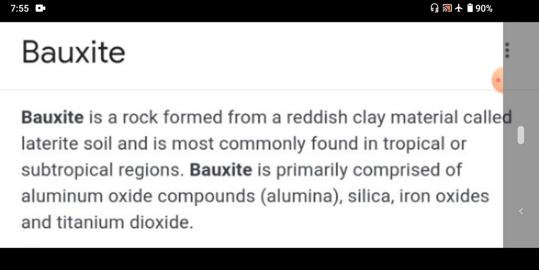Bauxite is mostly used to manufacture electric cables, alloys, utensils, spare parts of automobiles, aeroplanes, and the shipbuilding industry. Which state is the leading producer of bauxite? Very good, Odisha. How much percentage of bauxite is produced from Odisha? 52 percent. Also some other states, for example Andhra, Gujarat, Maharashtra, Madhya Pradesh, have this bauxite.